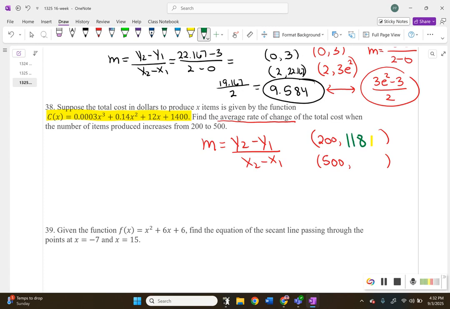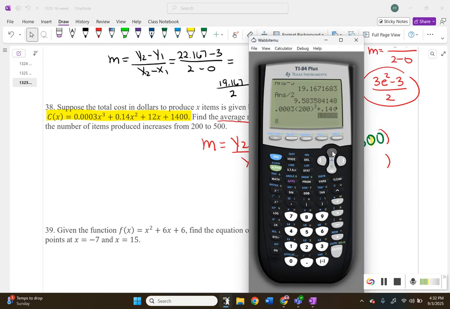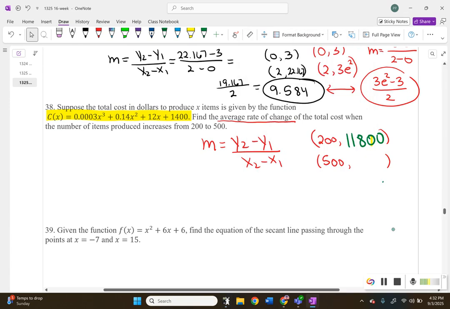So 11,800. So then plugging in 500 should be a little easier because I can just copy paste. I can go up here and copy it, and everywhere there was a 200, I'm just going to change it to a 500. Going on over here, and I'll hit enter, and I get 79,900.